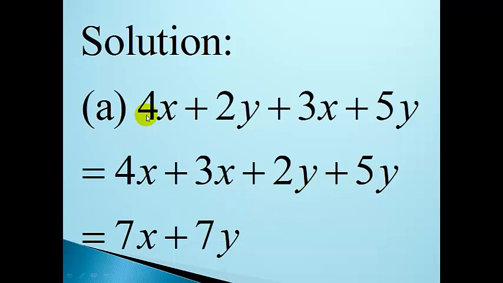I repeat, we were given 4x plus 2y plus 3x plus 5y to simplify. So we have to add the like terms. We have 4x here, 3x here, so we have 4x plus 3x. We have 2y here plus 5y here, so we have 2y plus 5y. Now 4x plus 3x equals 7x, and 2y plus 5y equals 7y.